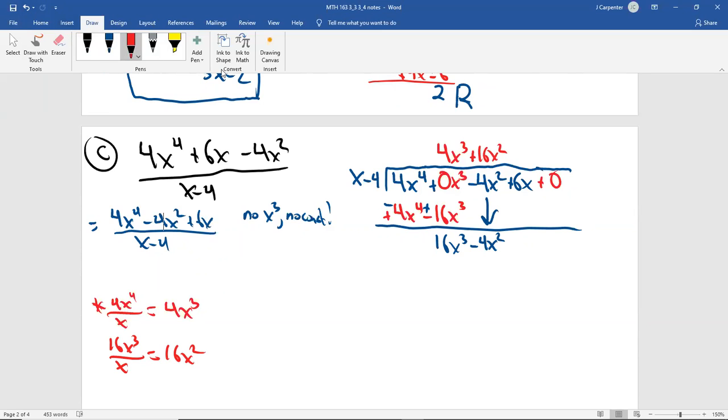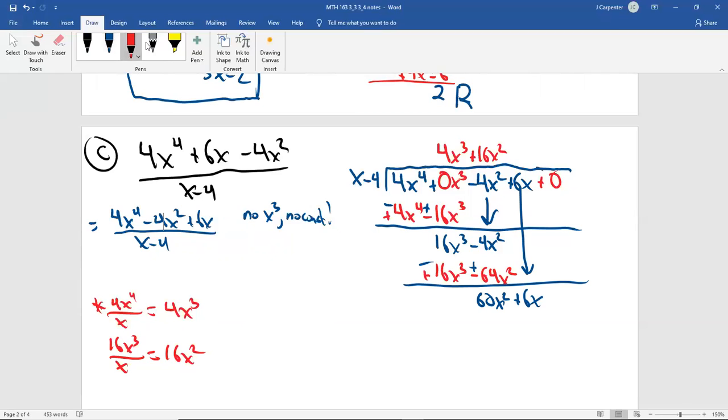Oops, keep the red. 16x squared times x is 16x cubed, and it's positive. 16x squared times negative 4 is negative 64x squared. Draw the line, switch the signs. So that's negative, that's positive. Combine vertically, first cancel like they should. The second, negative 4 plus 64 is 60, and that's x squared. Bring down your plus 6x.